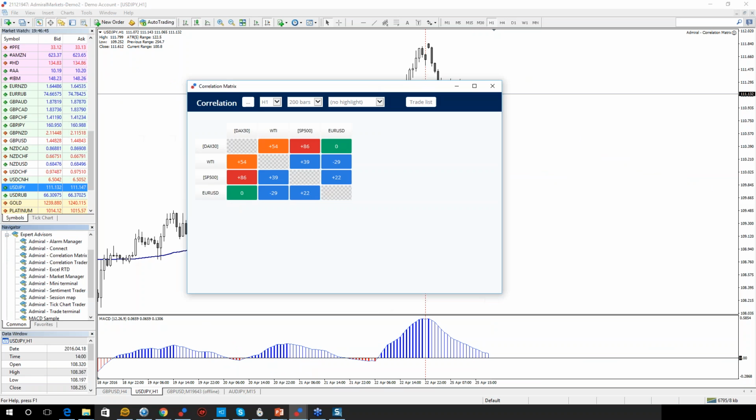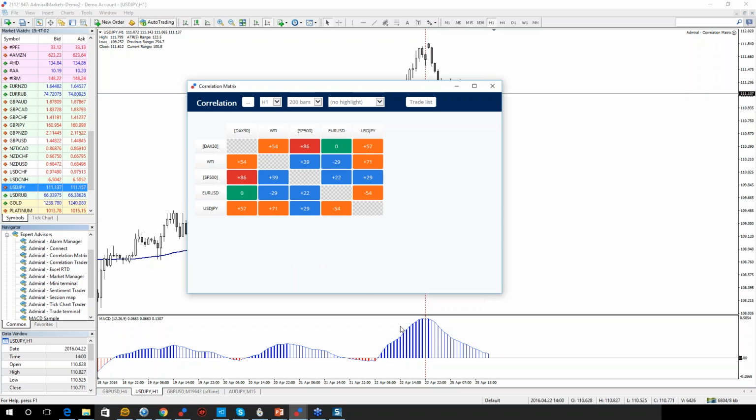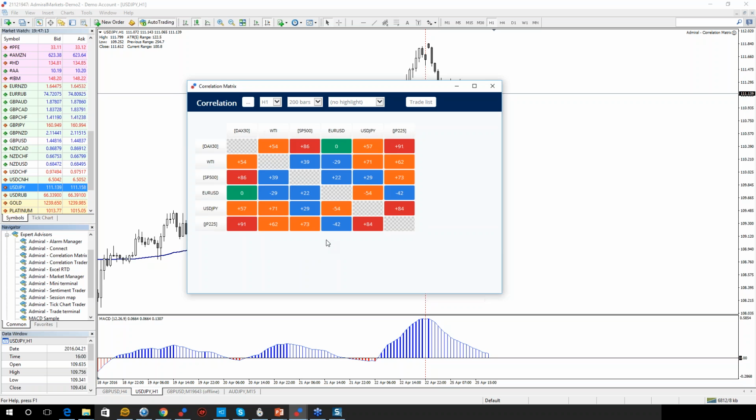Okay. Now add dollar yen, also called ninja, and add Japanese 225. That is Nikkei. Why doesn't it show up? Let me see. Add, save. Okay, guys, what is the correlation? Plus 84. So, guys, the reason why dollar yen went up is equities.